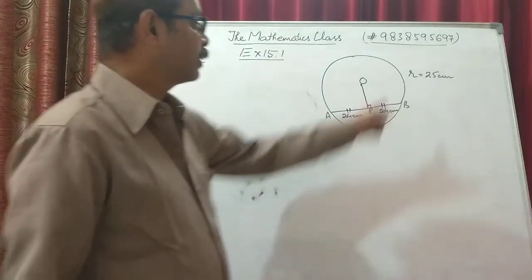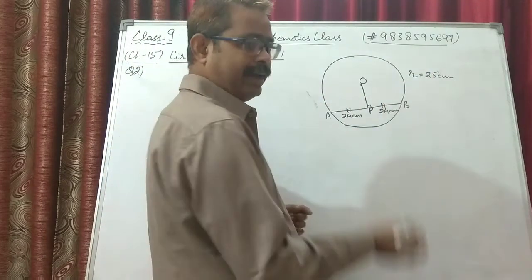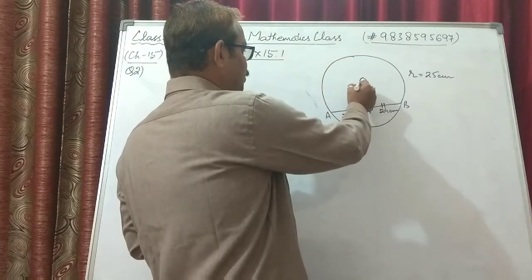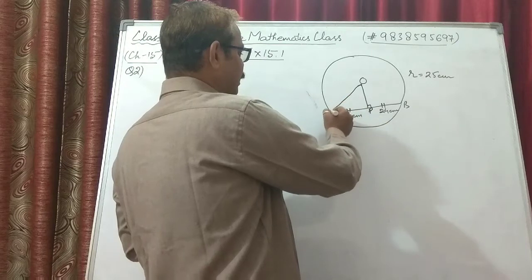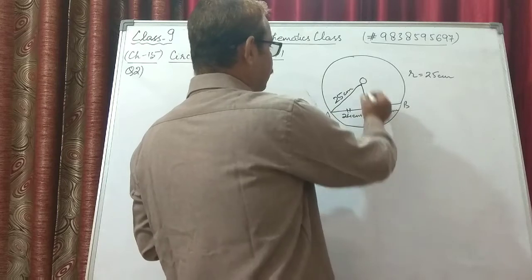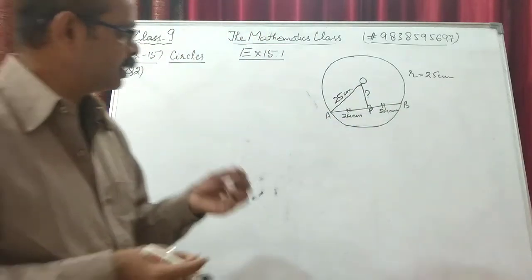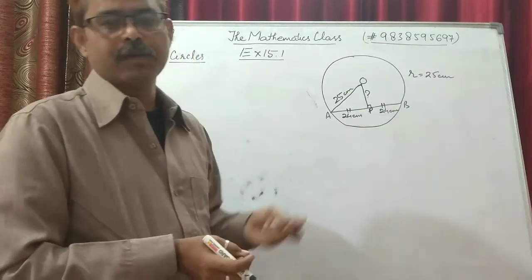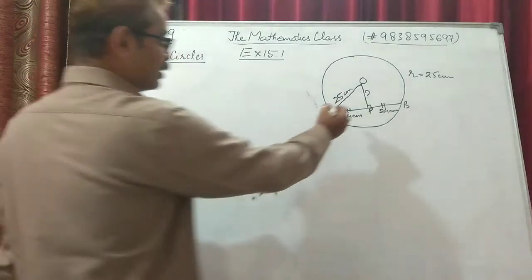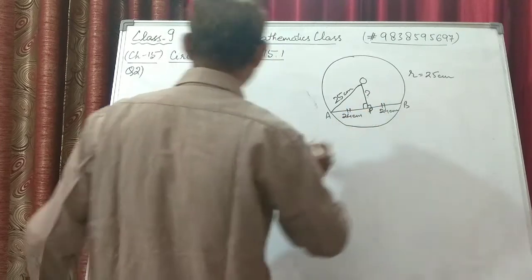Then they say that the radius of this circle is 25. So we can join either A or B from the center. So I am joining OA. When I join OA, OA is the radius. This becomes 25 centimeter. We have to find this length OP. So it is very simple. You can easily make out what we are going to use. We will use here Pythagoras theorem, because this angle is 90 and this is hypotenuse. This is one side. We have to find the other side.